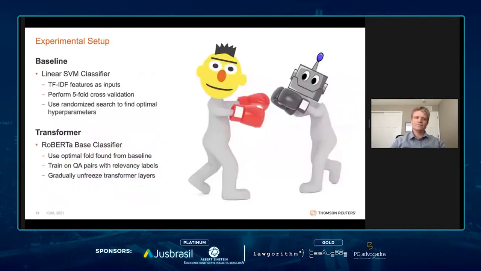And I chose those just to illustrate how difficult it can be to do this classification experiment with this data set. So we're going to consider the setup where we have a baseline, which is a linear SVM classifier with TF-IDF input features. We'll do 5-fold cross-validation and a randomized search to find the optimal hyperparameters. Once we have that done, we can take our transformer model, use that optimal fold that was found from the previous baseline, and then train on those QA pairs with their relevancy labels, and gradually unfreeze until the transformer is sufficiently trained.